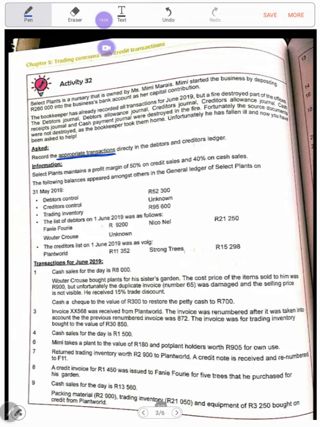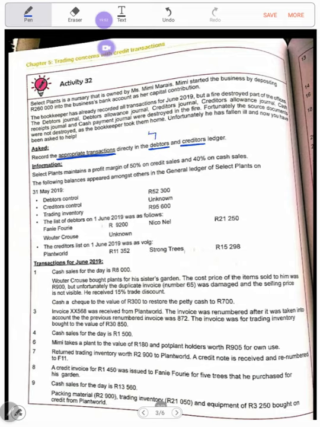Fortunately, the source documents were not destroyed, as the bookkeeper took them home. Unfortunately, he has fallen ill and now you have been asked to help. So again, you need to record the appropriate transactions into the debtors and creditors ledger. What is the difference between a debtor and a creditor?